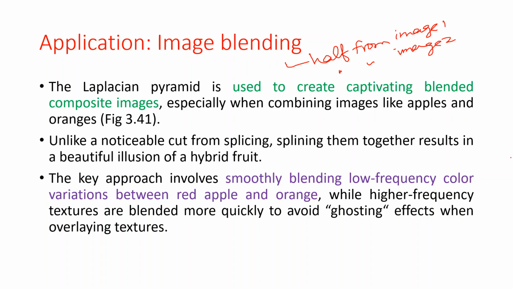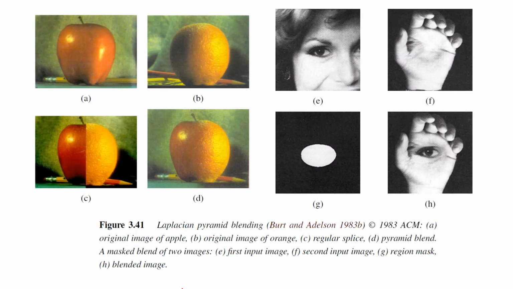So the Laplacian pyramid is used to create composite blended images. The key approach involves smoothly blending low frequency color variations between red apple and orange. High frequency textures are blended more quickly to avoid ghosting effects. So see this example. A image represents apple, B image represents orange, C represents the regular combination.